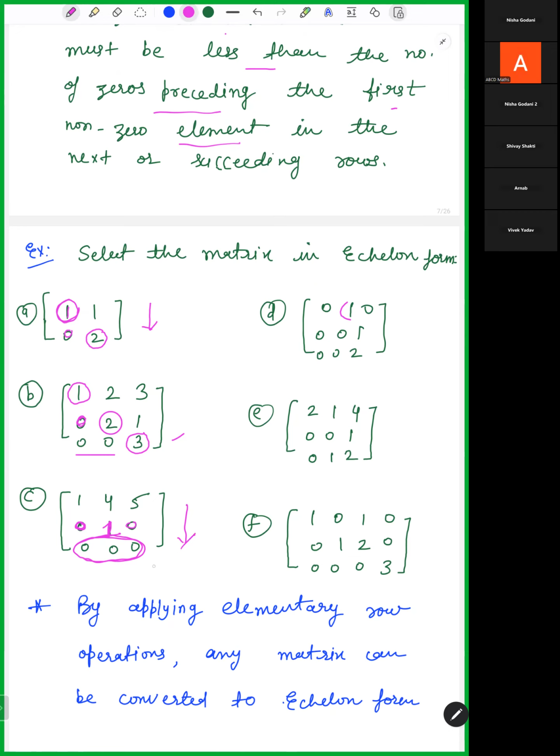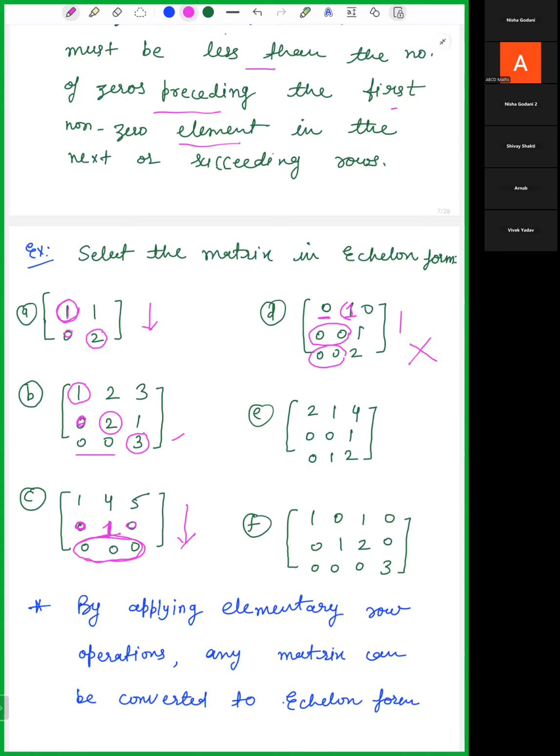And which type of zeros? Before a non-zero number. Okay, the number of zeros is increasing. See in example D, you have 1 zero here before a non-zero number. In the second row, you have 2 zeros. Okay, it is fine that the number of zeros has increased. But when you move to the third row, the number of zeros is constant. It is not increasing. This means that it is not following all the points. So this matrix is not in echelon form.